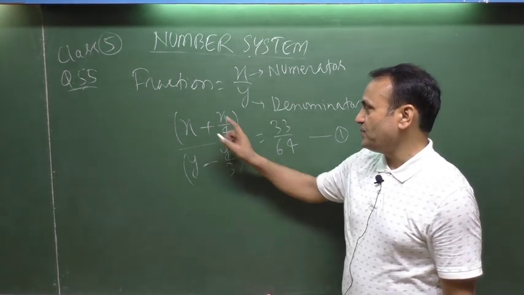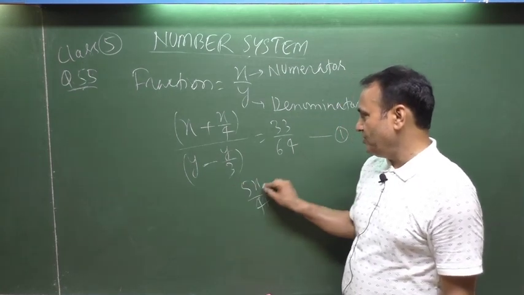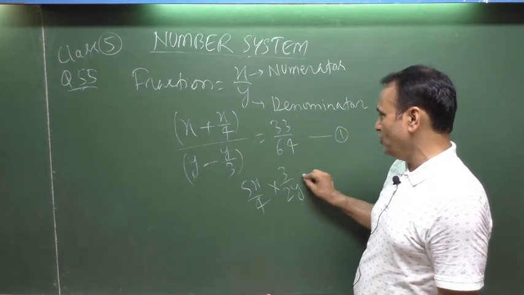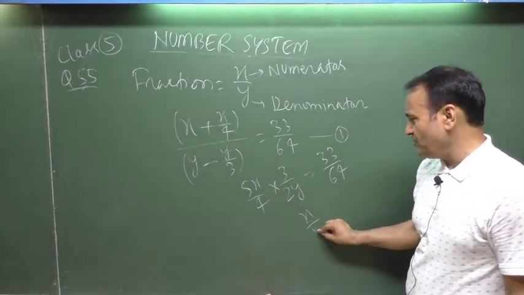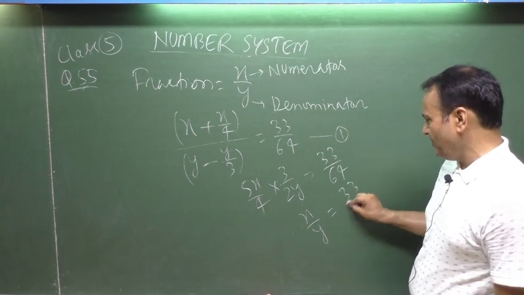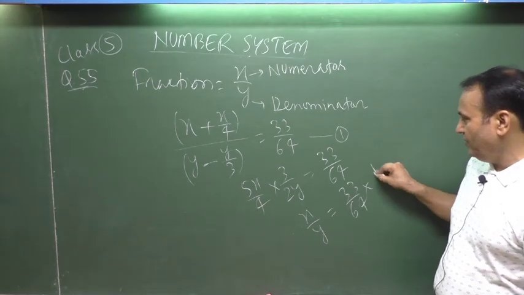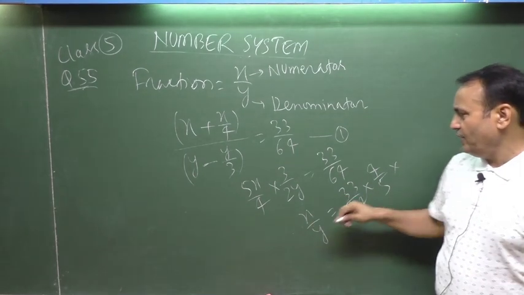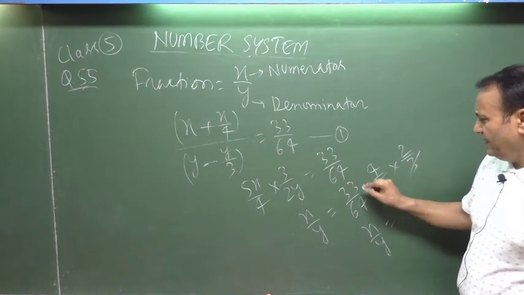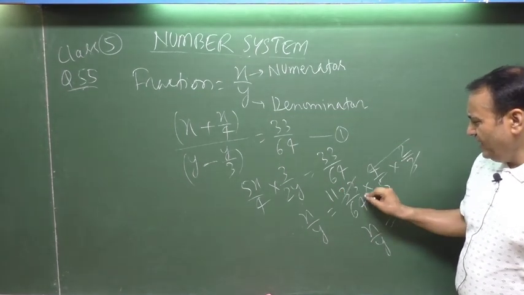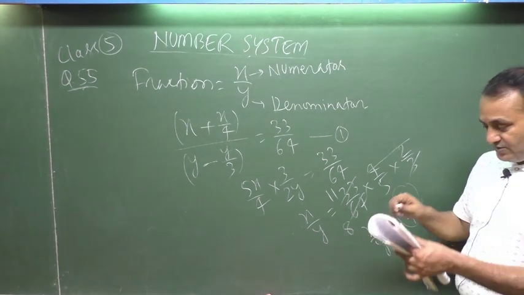See here. 4x plus x, 5x by 4. 3y minus y, 2y by 3. After reversing, 3 by 2y, equals 33/64. That means x by y equals 33/64 into 4 by 5 into 2 by 3. Now x by y equals, 3 into 11, 4 into 2 is 8, into 8, 11/40 is your final answer.